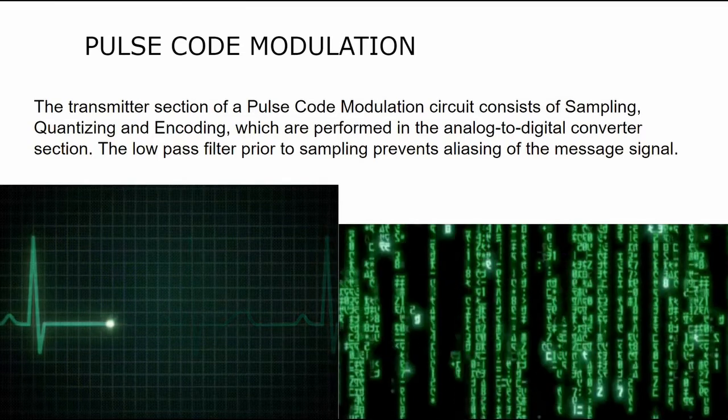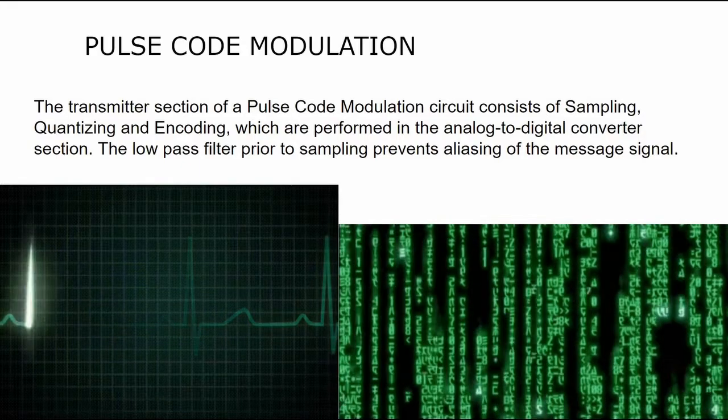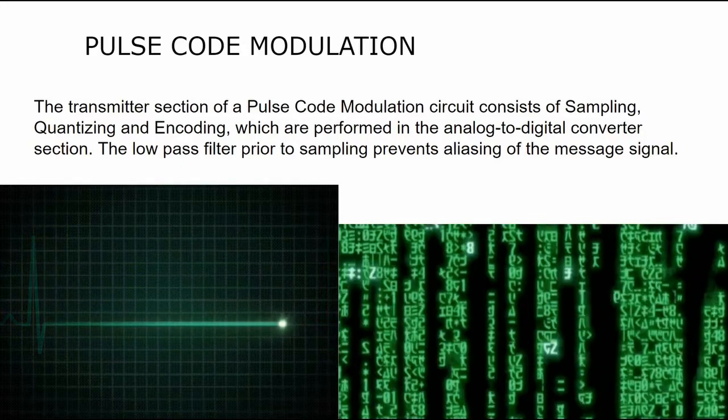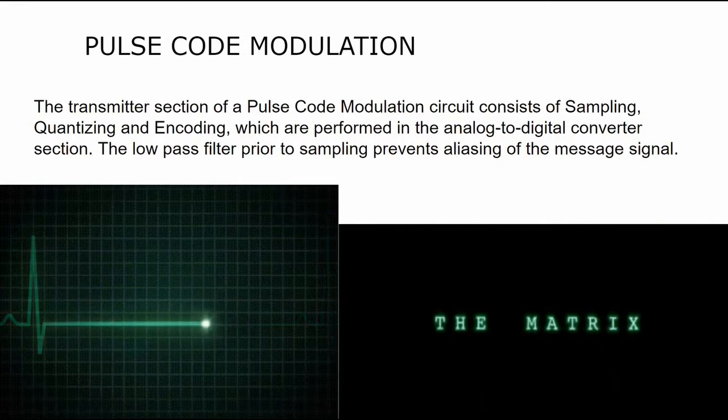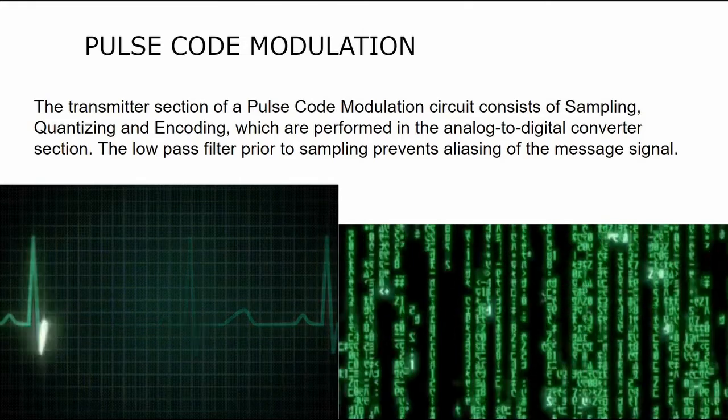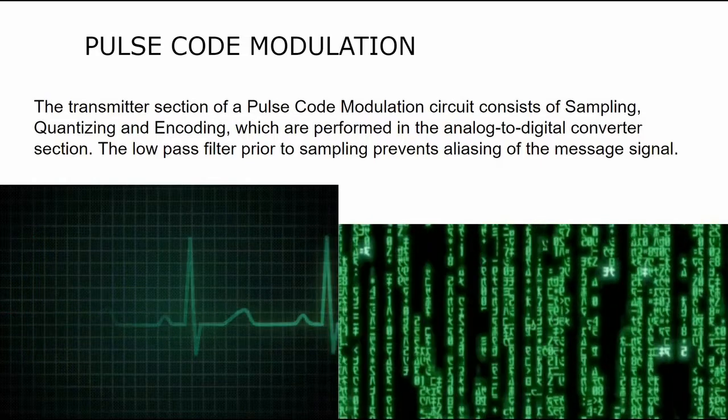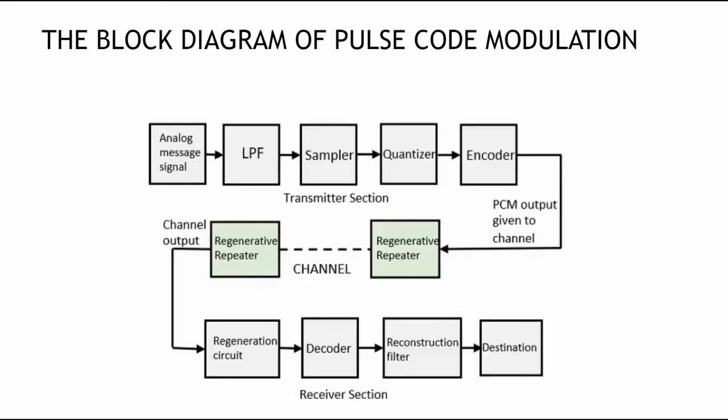that the receiver knows which level is being sent. The various levels are binary coded. This is done in the encoding stage. In practice, the sampling, quantizing and encoding are performed in a single device known as analog to digital converter. This is the block diagram of pulse code modulation.